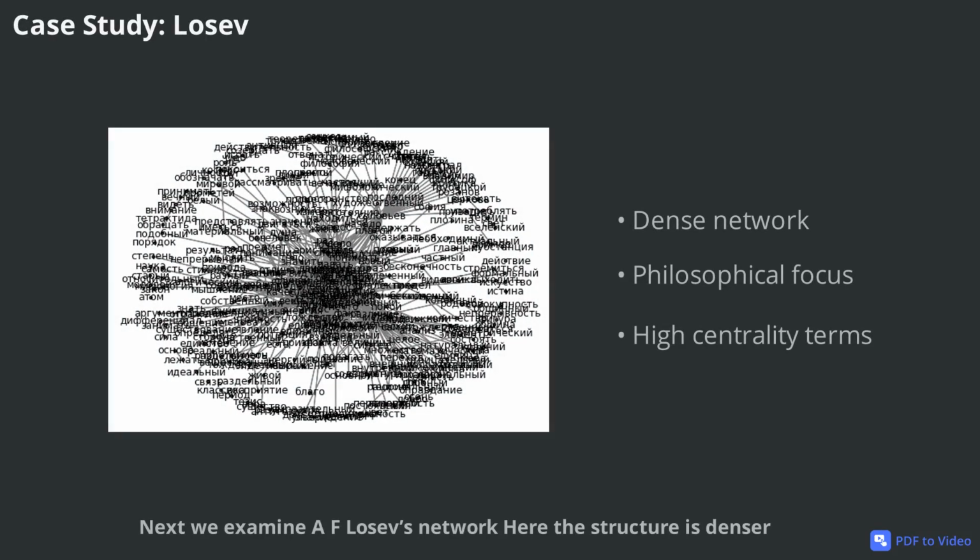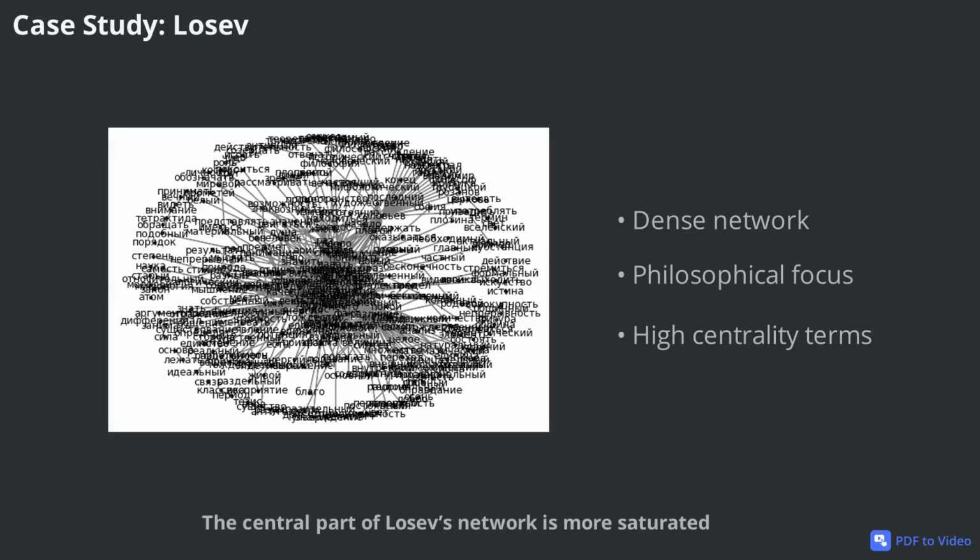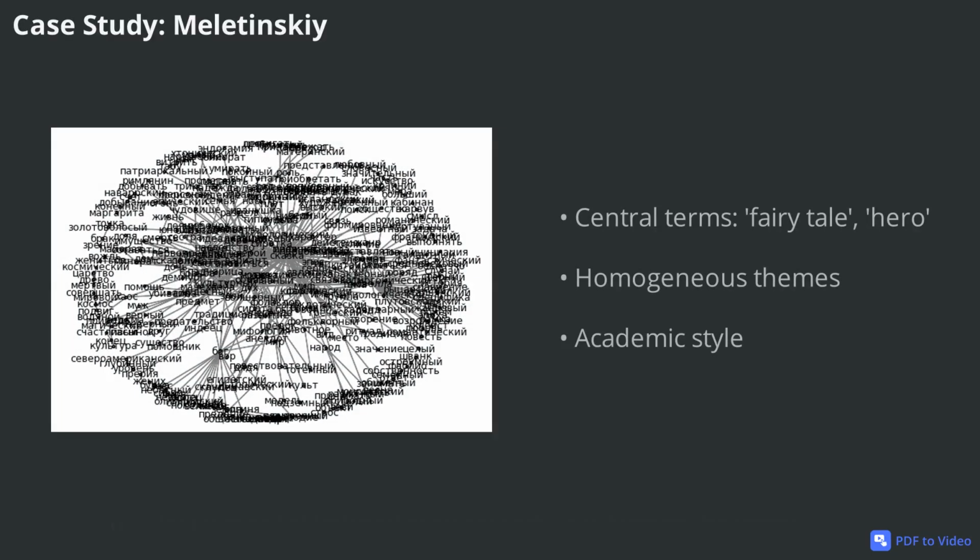Next, we examine A.F. Losev's network. Here, the structure is denser, with philosophical terms like thing, number, and meaning taking center stage. The central part of Losev's network is more saturated, indicating a strong focus on core philosophical concepts. The higher centrality values for key terms suggest that Losev's writing is more thematically concentrated, with certain ideas tightly interwoven throughout his work. This network not only maps out his terminology, but also reflects the depth and cohesion of his philosophical system.